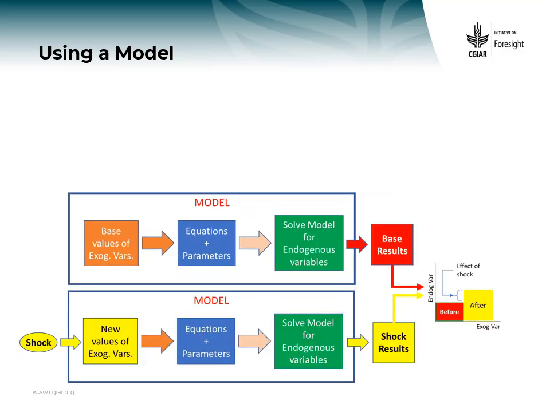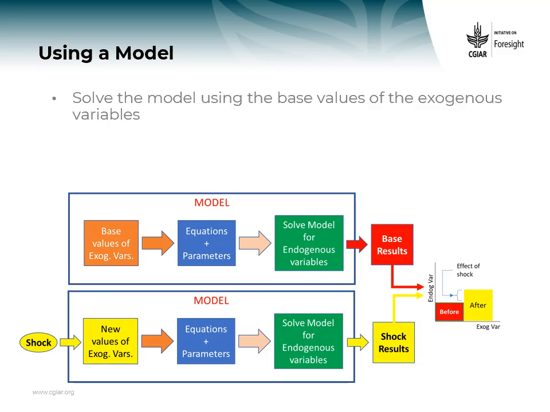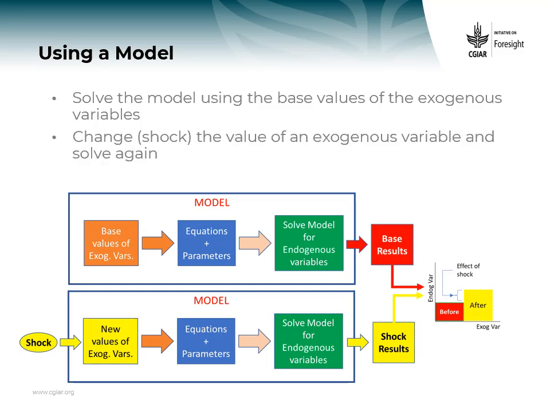Typically, models are used by first solving the model using the base values of the exogenous variables. Next, we may change the value of an exogenous variable. We call this shocking the model. The shocked variable might be related to policy, a tax rate for example. But it could equally be a non-policy exogenous variable, such as the world price of an export good, or the world price of imported petroleum. We then let the model find new values of endogenous variables, consistent with the shocked, exogenous variables.